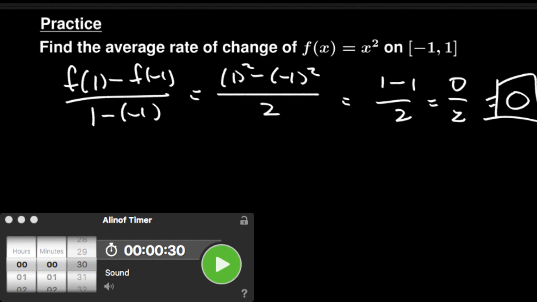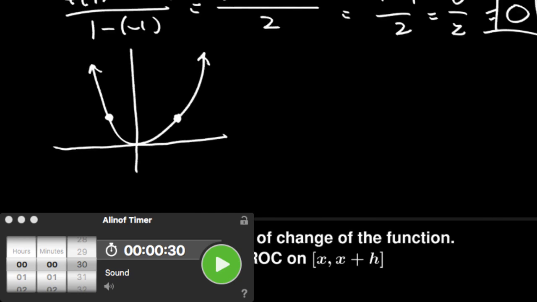Which kind of makes sense if you look at the x squared function. It's basically saying what's the slope from there to there. That's a straight line. Slope is 0. So just a quick little concept check there. Alright.